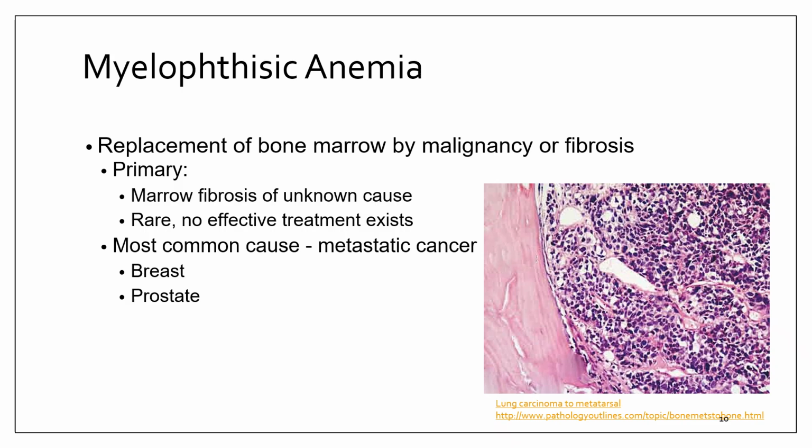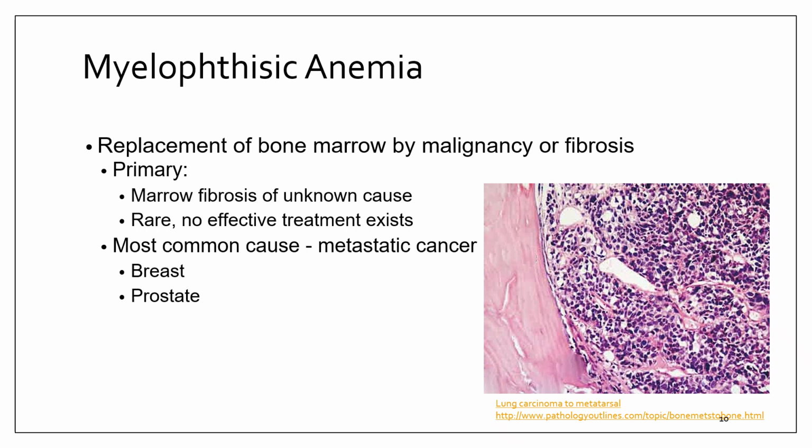Think of bone marrow like a factory. Normally, it's producing red blood cells, white blood cells, and platelets. Now imagine someone converts half the factory into a warehouse filled with junk. The machines still exist, but there's no room to run them. That's myelophthisic anemia. Because the marrow is under stress and overcrowded, blood cell production becomes chaotic.